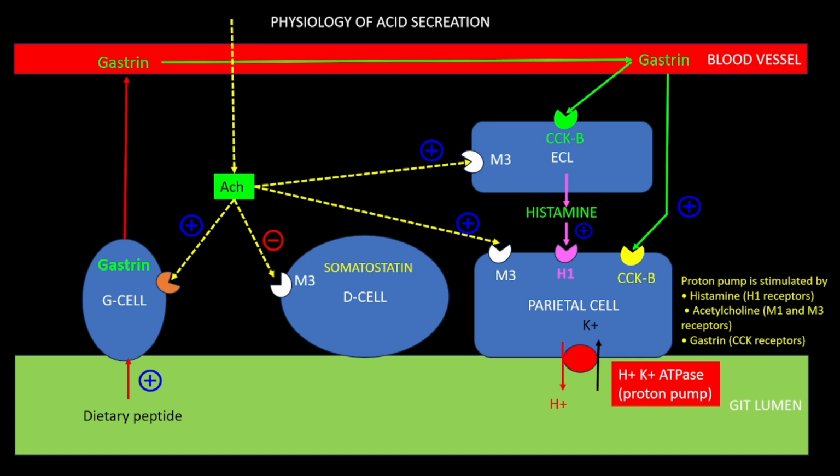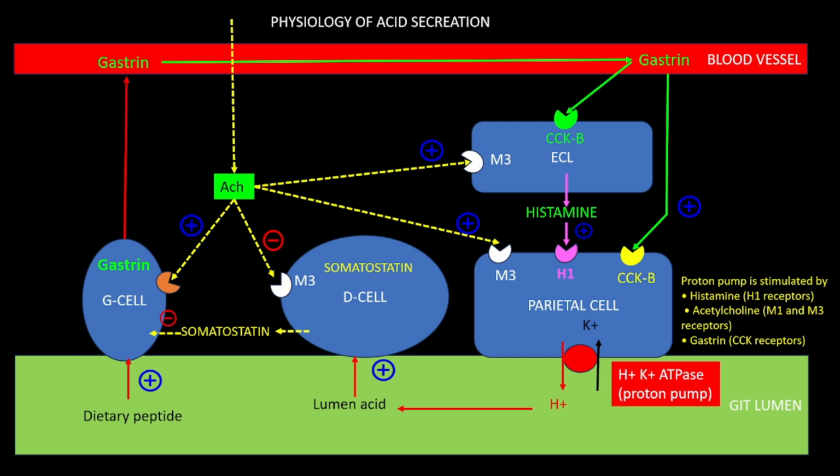Once a greater amount of acid secretion is there, that lumen acid will stimulate the D cell. Now the D cell releases the somatostatin. Now the somatostatin will inhibit the G cell to stop the release of gastrin. So this is the normal physiology of acid secretion.